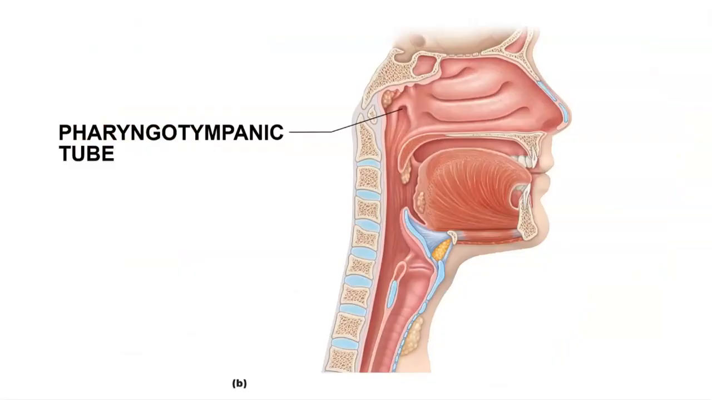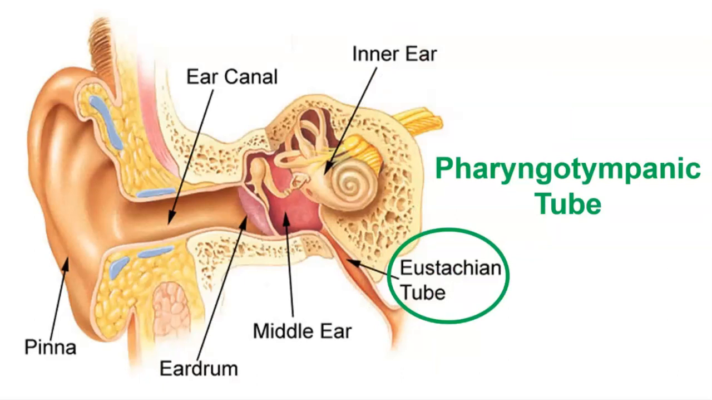So one important structure that we noted earlier was the opening to the pharyngotympanic tube, which is found in the nasopharynx. The pharyngotympanic tube goes by a couple of other names, principally the eustachian tube or the auditory tube. This tube functions to drain the middle ear and allows the pressure in the middle ear to equalize with that of the atmospheric pressure.